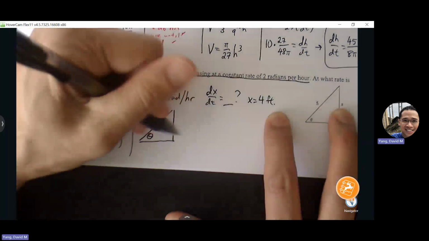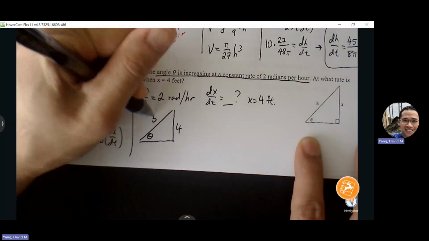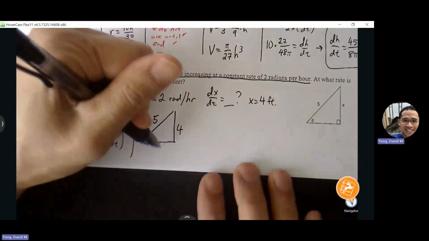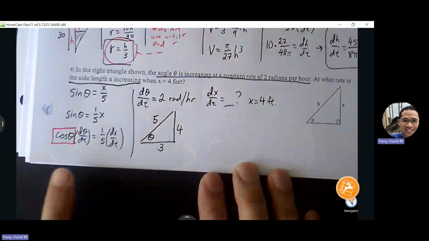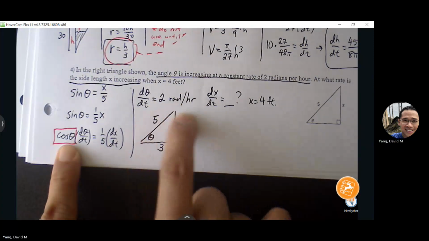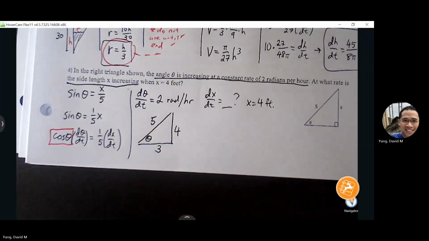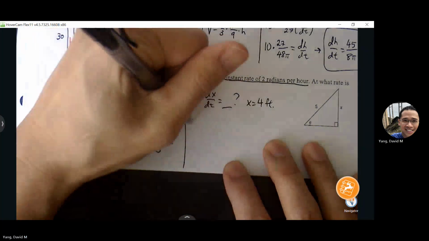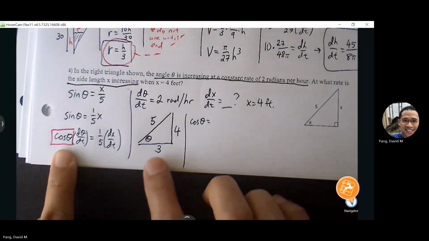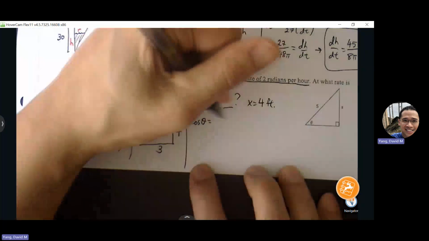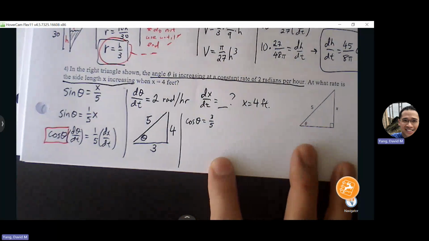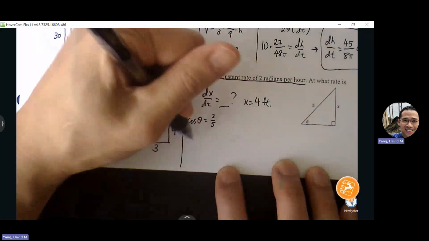Now, this is a moment in time here. So x is 4 feet. This is not going to change. What's the adjacent side going to be? All right, Pythagorean theorem, right? A squared plus b squared equals c squared. So now the question is, can I figure out what cosine of theta is based off of this triangle? Cosine theta equals what? Adjacent over hypotenuse, right? Okay, we make our substitutions. Cosine theta gets replaced with 3/5.